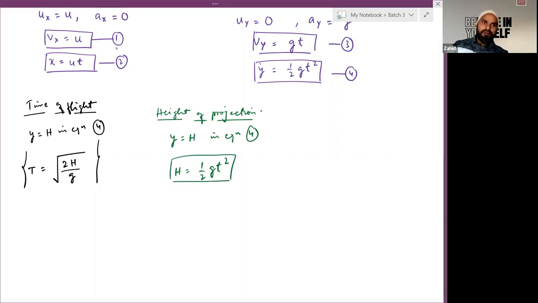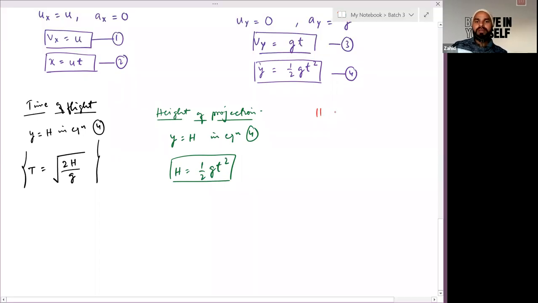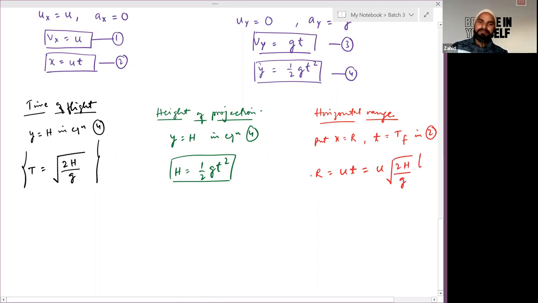Now, if you want to find a range, that is horizontal distance traveled by the body, put x is equals to r and t is equals to time of flight in equation 2. You will get r is equals to u into t, or r is equals to u root of 2h divided by gravity.